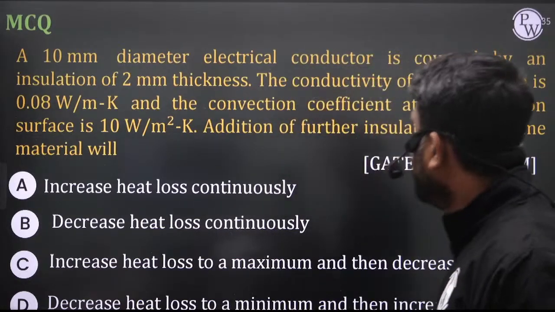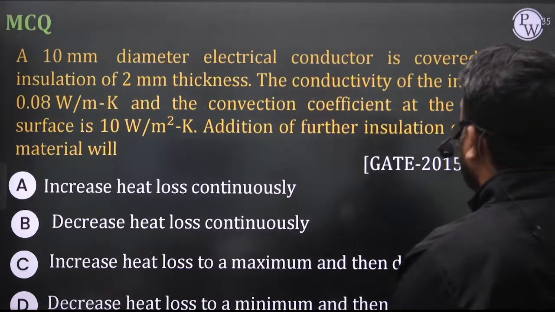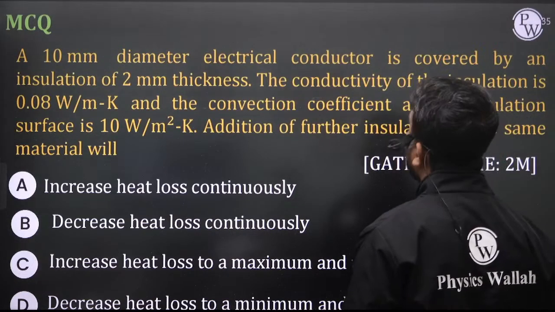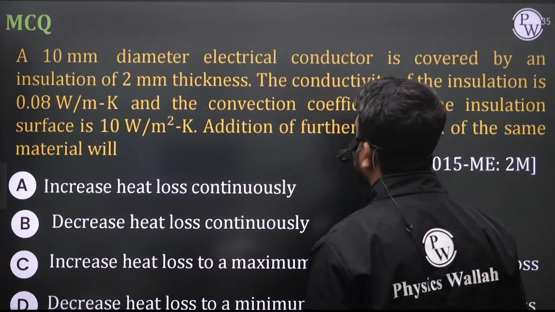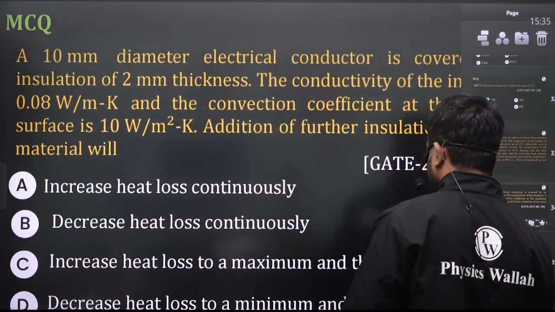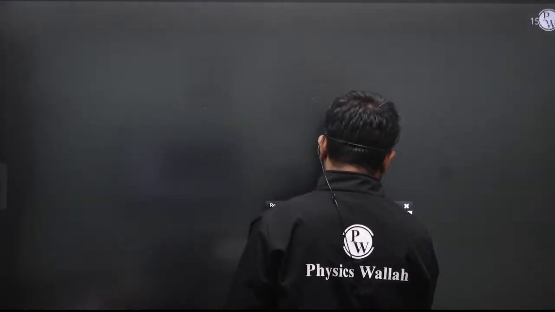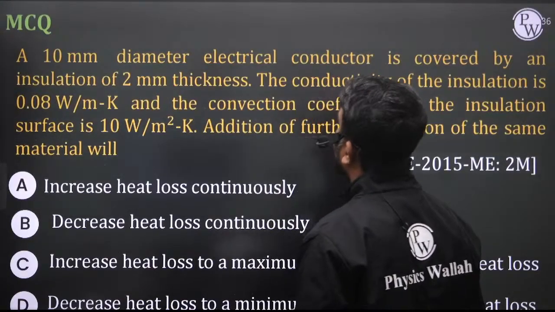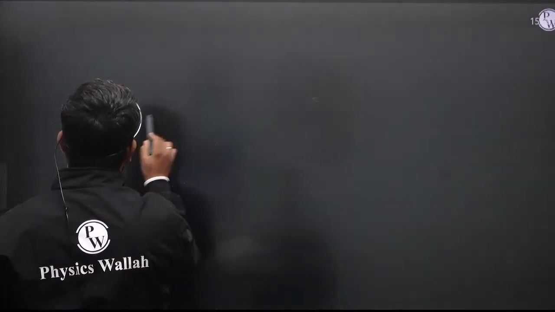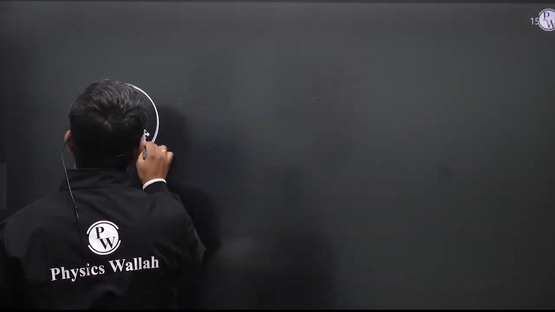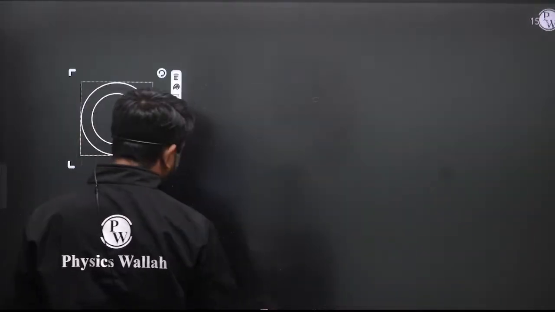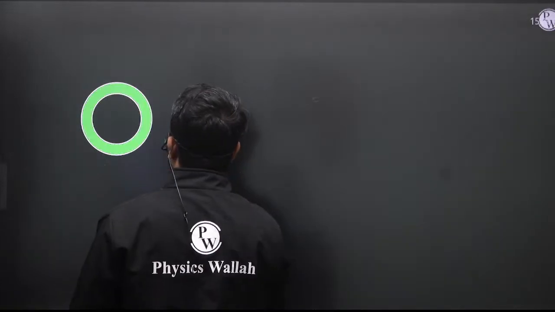Okay, what is the critical thickness in this problem? A 10 millimeter dia electrical conductor is covered by an insulation of 2 mm thickness. So 10 mm dia electrical conductor means radius is 5 mm, and this is insulated by an insulation.